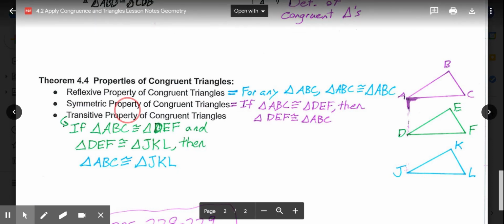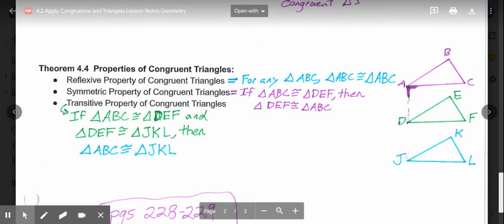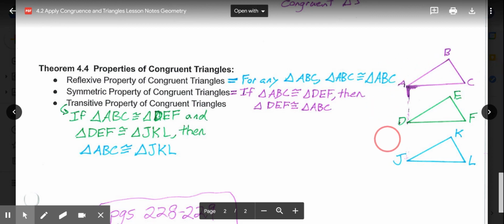And then our transitive property says if we knew triangle ABC was congruent to triangle DEF and triangle DEF is congruent to JKL, then we could say triangle ABC is congruent to triangle JKL.